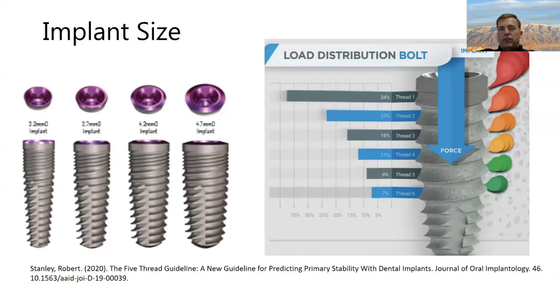Molars are a good example of this. They have 3 roots, so they have much greater surface area because they're resisting greater occlusal force. And mathematically, again, thank you, Dr. Stanley, if you look at the total surface area of an implant, your surface area goes up faster by increasing the diameter than it does by increasing the length.